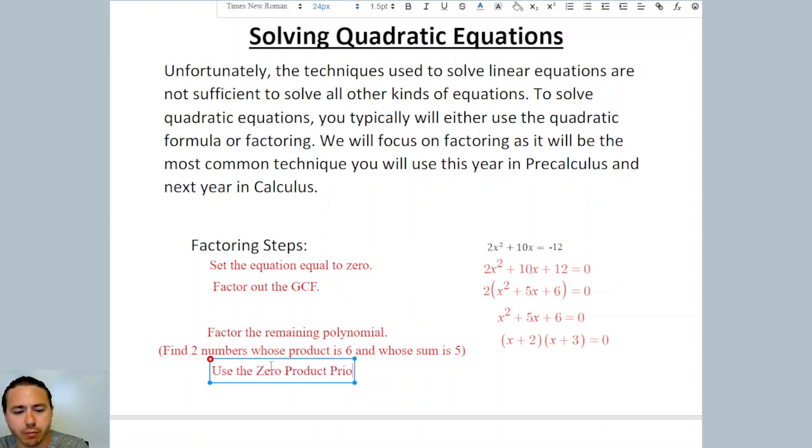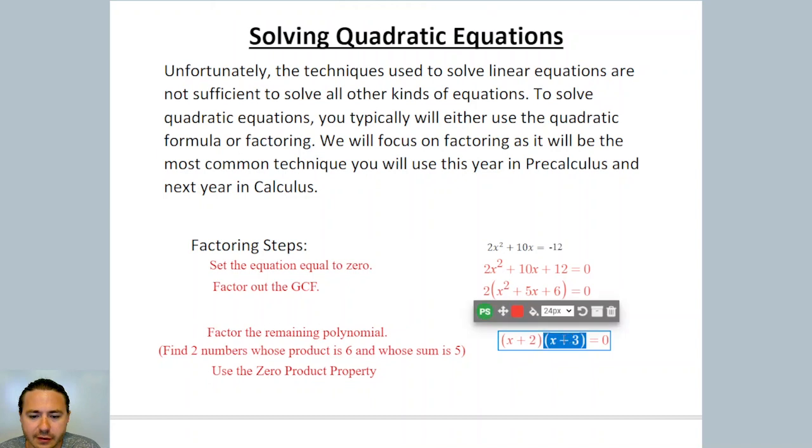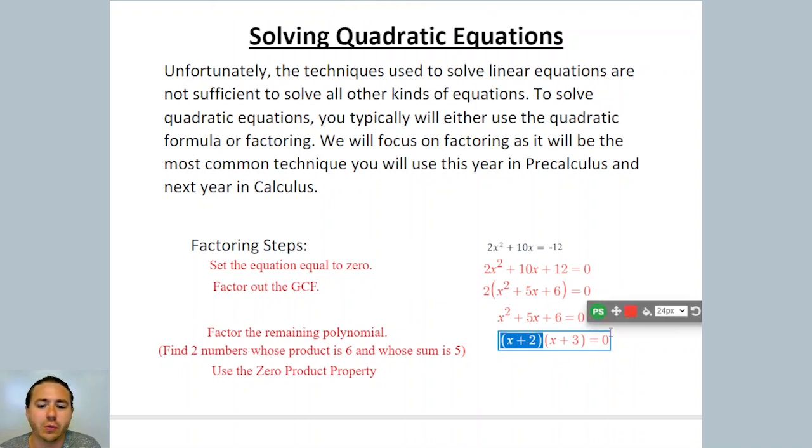What the zero product property says is that if I am multiplying two things and the product is 0, then one of these things has got to be 0. The only way a product can be 0 is if at least one of the factors is 0. So just think about it. Can you multiply two numbers and the product is 0 if neither one of those numbers is 0? Of course, that doesn't work.